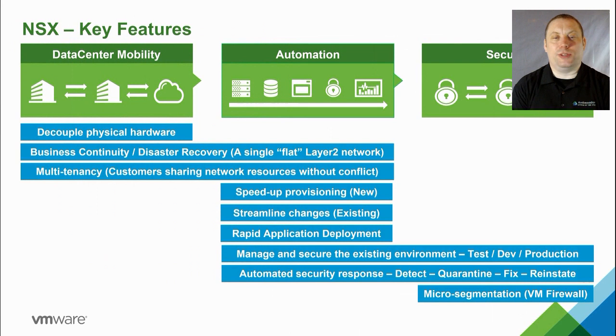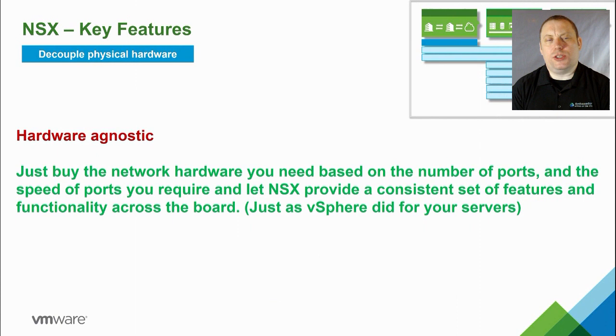So what you'll see in these slides is there's generally a red bit of text and a green bit of text. And it's as simple as, what is it on the red bit, and why do I care in the green bit? So what is it? It's something that allows you to be hardware agnostic. And then the green bit, why do I care? Because now you can just buy the hardware you need based on the number of ports and the speed that you require. And NSX can provide a consistent set of features and functionalities across all of those devices.